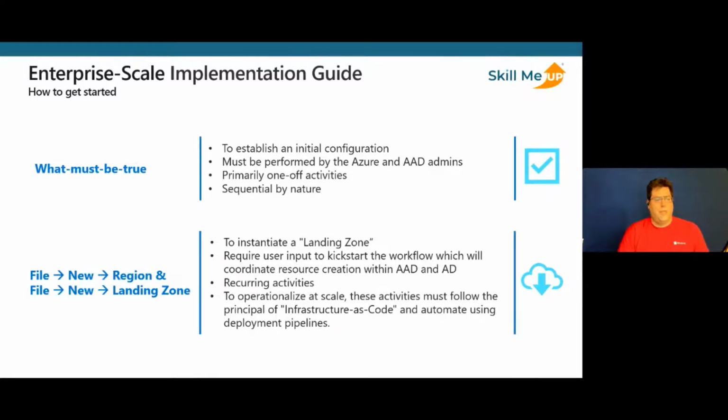What are some of the reoccurring activities that need to take place? And then to operationalize at scale, we need to then have these activities follow the principles of infrastructure as code and utilizing automation through different deployment pipelines like ARM templates or GitHub repositories and the like.